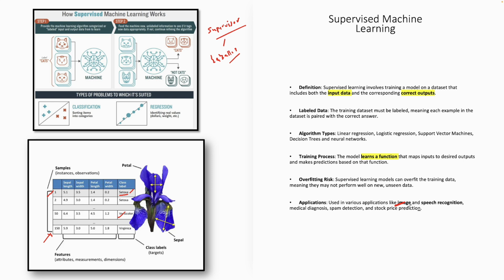The same way it is used in medical diagnosis, and spam detection. We already saw the use case, where we talk about whether an email is spam or not spam, which is called ham. It is also used in stock price prediction. With supervised machine learning, we have two types: classification, which is used for sorting items into different categories, as you can see, we are sorting, or regression, which is identifying real values, which talks about continuous values, right?